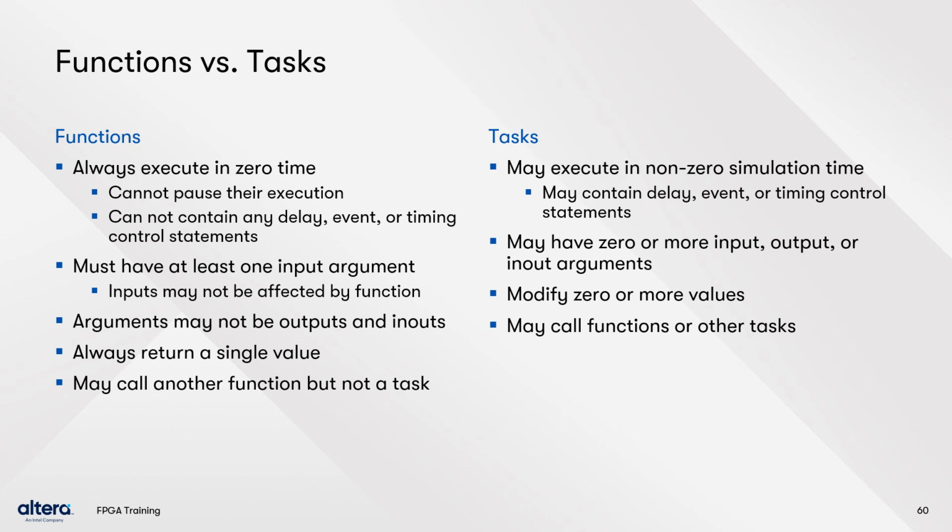Functions must have at least one input. Tasks are not required to have any input, but may. Functions must return exactly one argument. Tasks can return 0 or more arguments using output arguments. Functions cannot have in-out or output arguments.